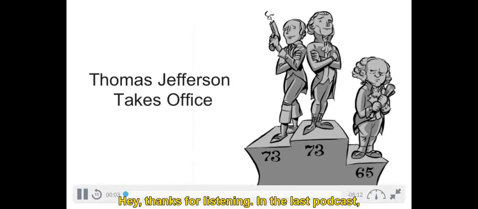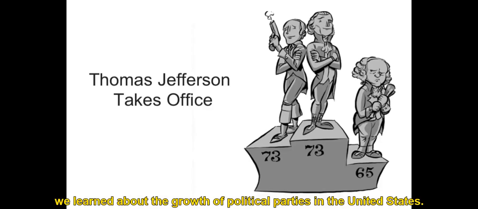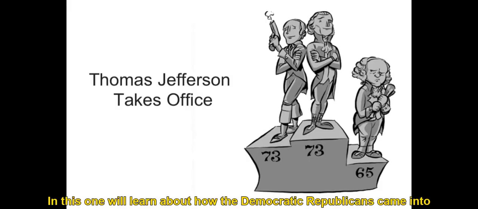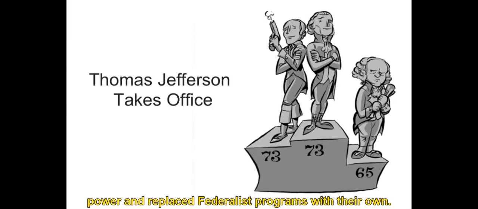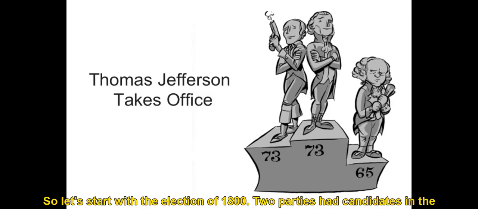Thanks for listening. In the last podcast, we learned about the growth of political parties in the United States. In this one, we'll learn about how the Democratic Republicans came into power and replaced Federalist programs with their own. So let's start with the election of 1800.